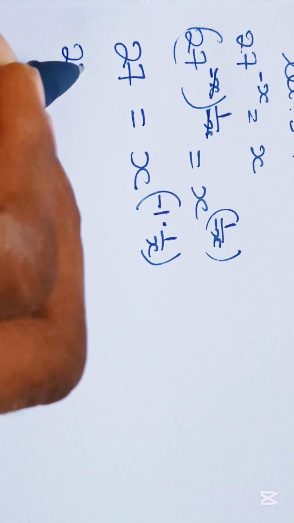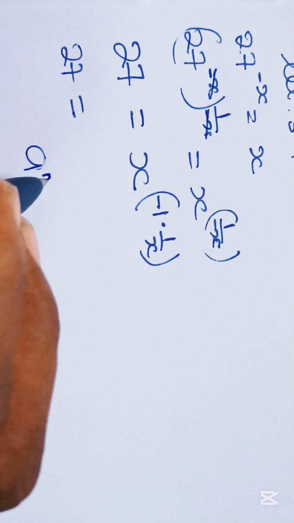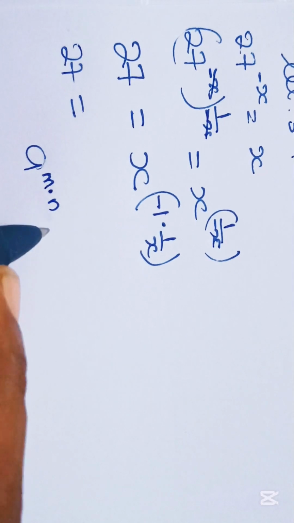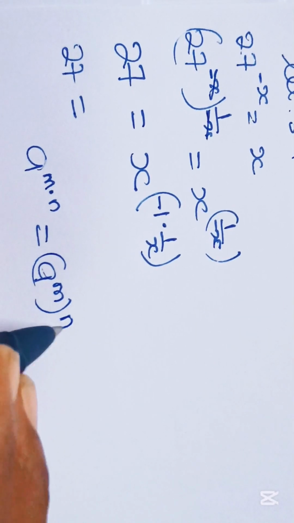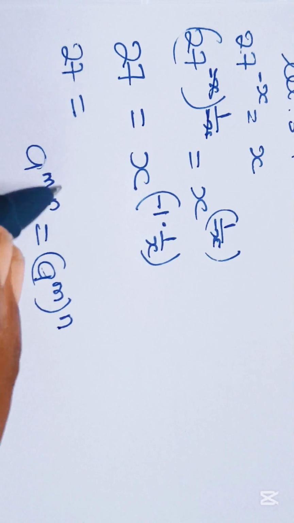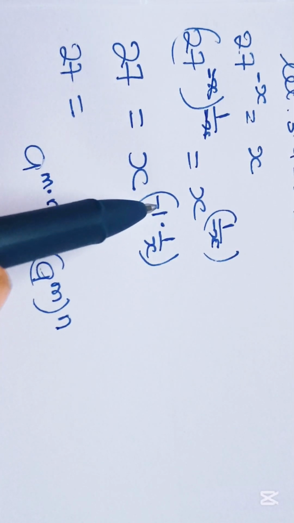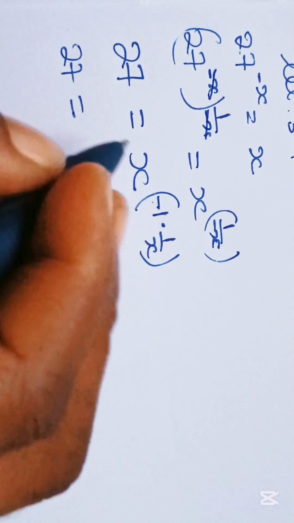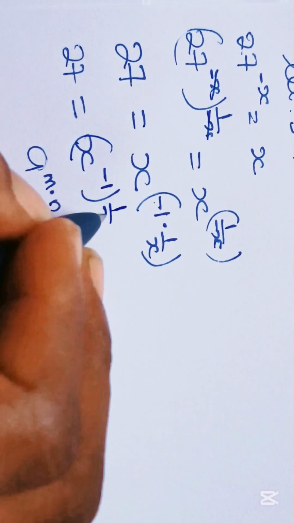So we have 27 is equal to... When you have a to the power of m multiplied by n, it is equal to a to the power of m raised to the power of n, or a to the power of n raised to the power of m. So let's express this in this form. Let's bring this in as the power to this. So we have x to the power of minus 1 raised to the power of 1 over x.